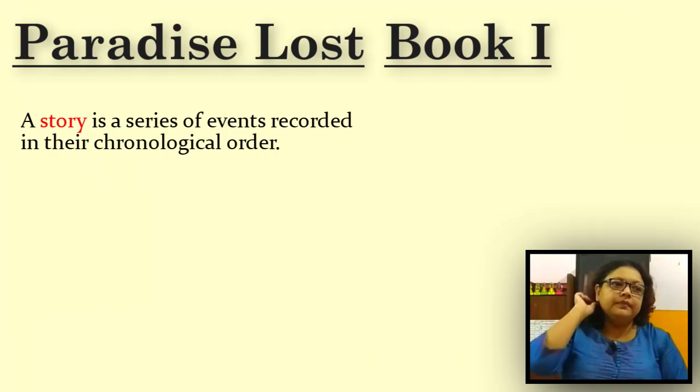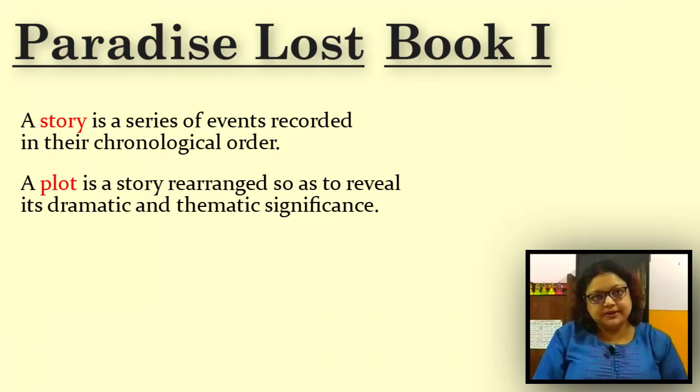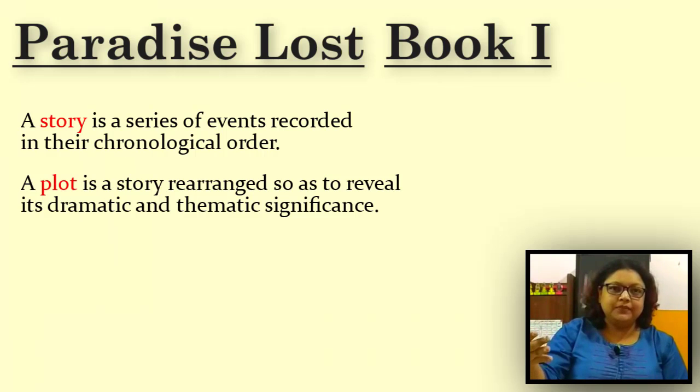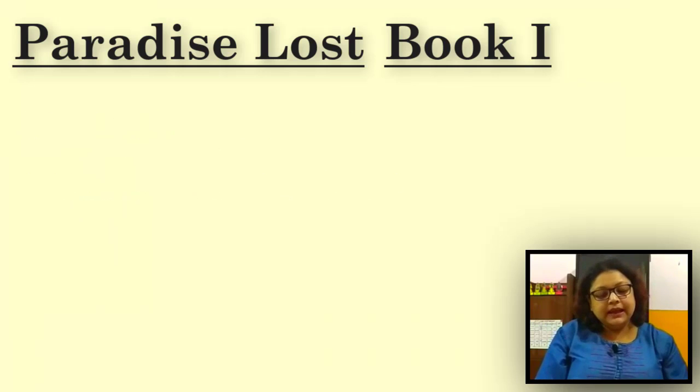But what is a plot? A plot is rearranging that story so that the listener or the audience or the spectator finds things more interesting. You go back and forth in narration. There are flashbacks, and then there are flash forwards. If you go on shifting in your time scale, the telling becomes more interesting. So plot means arrangement of those events into a certain order. In case of Paradise Lost Book 1, you see that the action begins at a crucial juncture.